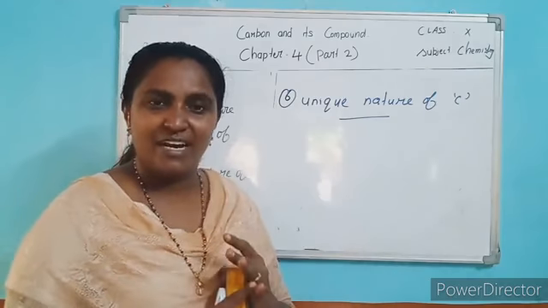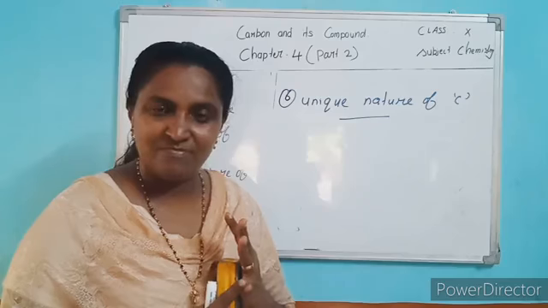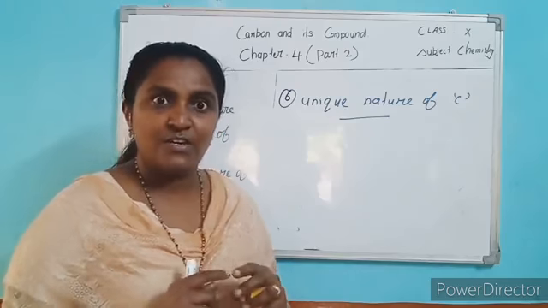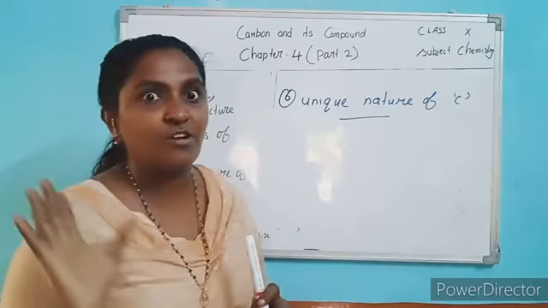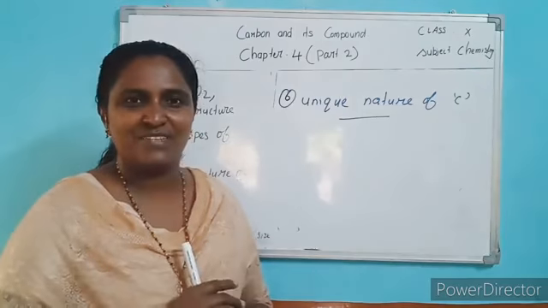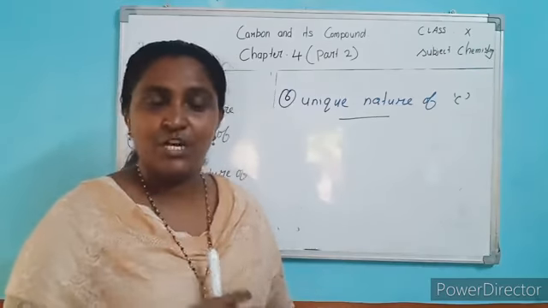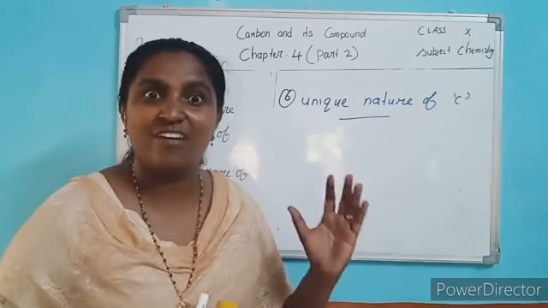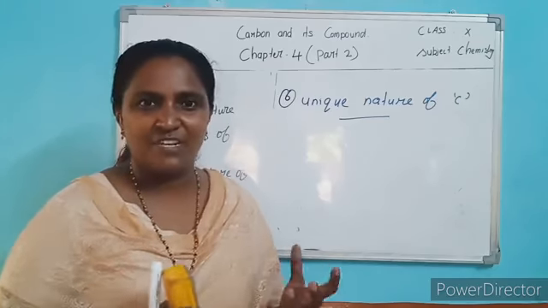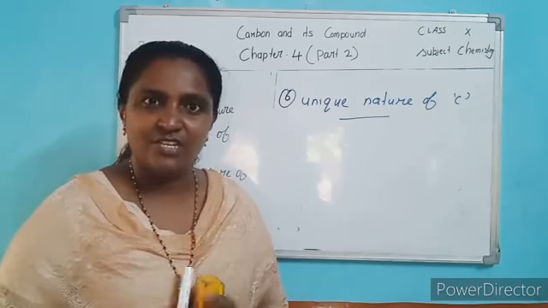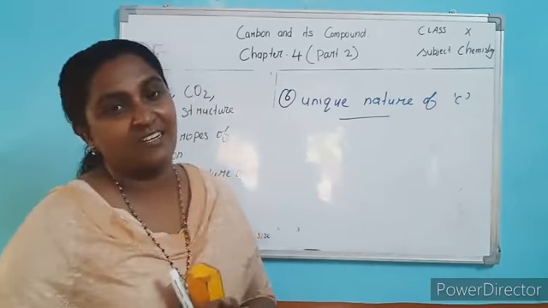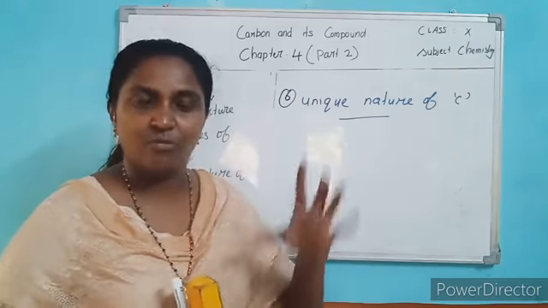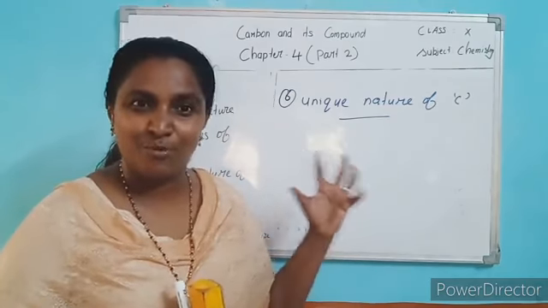Why? Carbon has unique natures like catenation and tetravalency. In this world, more than 3 million compounds are made by carbon in carbon chemistry, organic chemistry. They have different properties. Understood? That's why they have a separate study called organic chemistry. More than 3 million compounds are there because of their unique property.